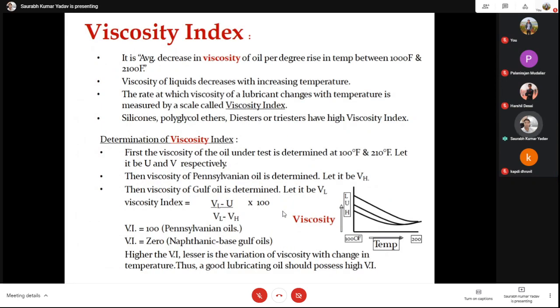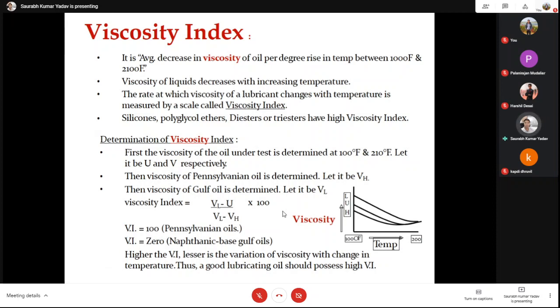So this one is the parameter to calculate the viscosity index. It is the average decrease in viscosity of oil per degree rise in temperature between 100 Fahrenheit and 210 Fahrenheit. Viscosity of liquid decreases with increasing temperature. The rate at which viscosity of a lubricant changes with temperature is measured by a scale called the viscosity index. Silicones, polyglycol ether, and diester have a high viscosity index.